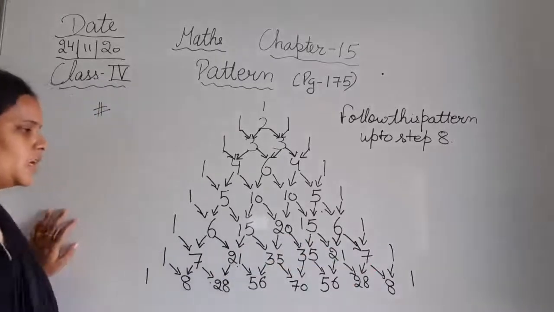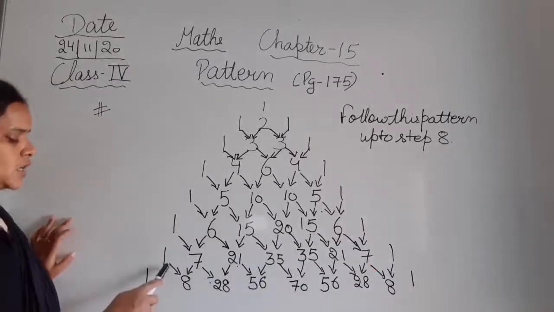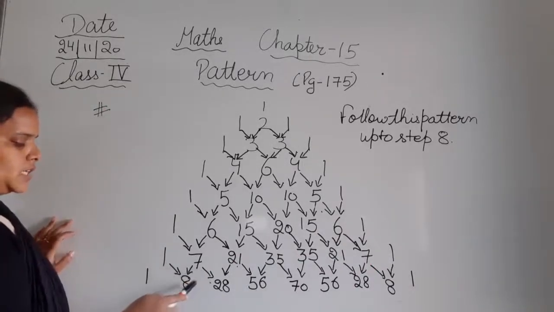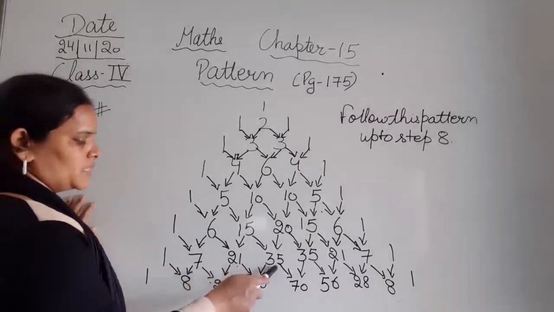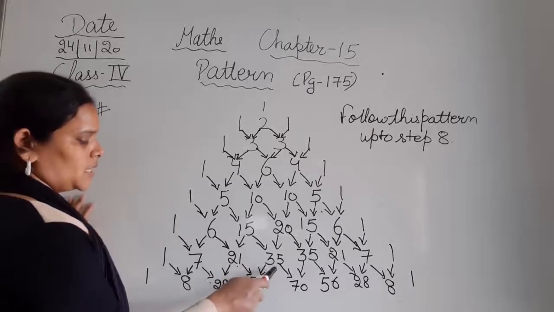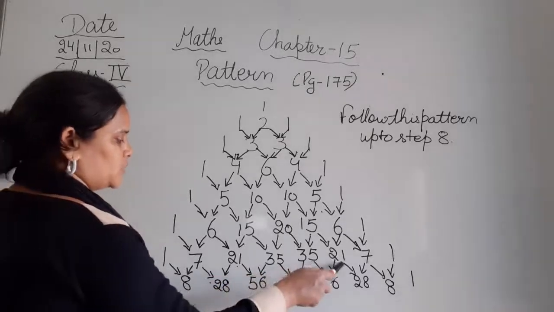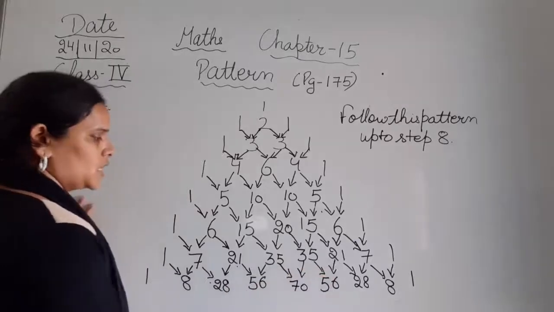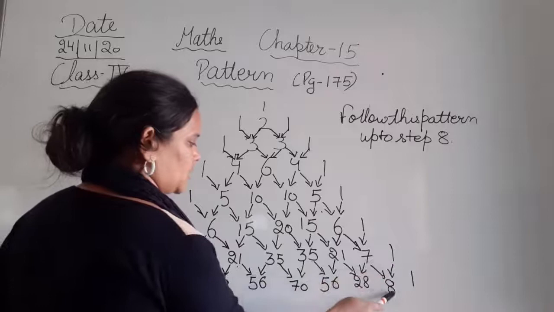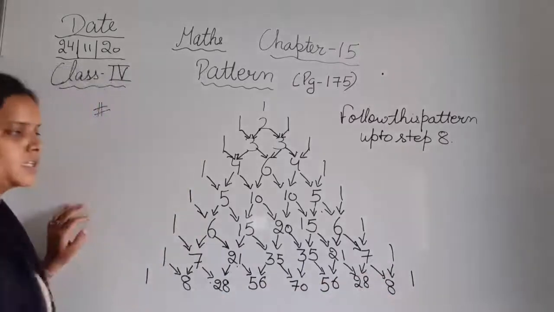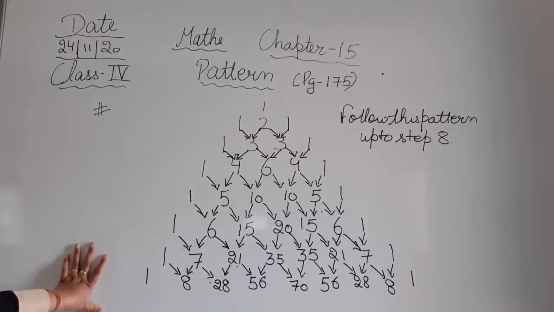We will write 1 on both sides. Clear? Next, 1 plus 7 is 8, 7 plus 21 is 28, 21 plus 35 is 56, 35 plus 35 is 70, 35 plus 21 is 56, 21 plus 7 is 28, 7 plus 1 is 8, and 1 on both sides. So this is the pattern that we are following in this sum.